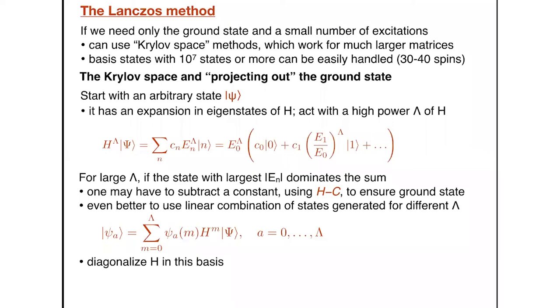Since we know that if lambda is large, that last state that you would add to your basis should already be a pretty good approximation to your ground state, right? But then you can imagine that if you add some optimal superposition of those states, that could be a better state than just the last one. So as lambda increases, when I construct these states from m equals 0 to lambda, these H to the m states, you get closer and closer to the ground state. And by forming a linear combination, that linear combination can be even closer to the ground state, and often dramatically so.